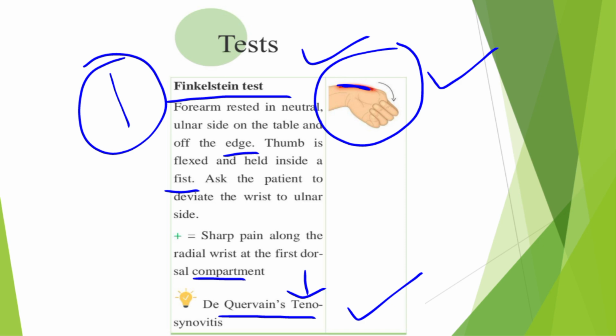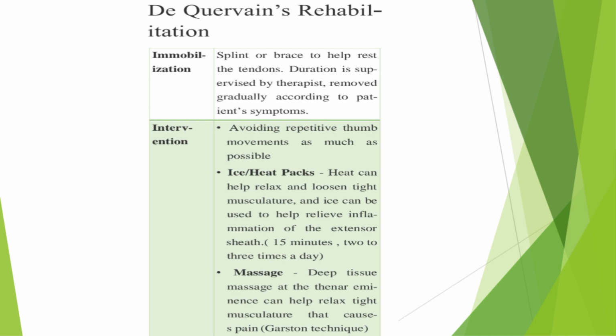Tenosynovitis means the tendons are covered by a synovial sheath and there is inflammation in this region. So we call this De Quervain tenosynovitis. This is a very common condition.